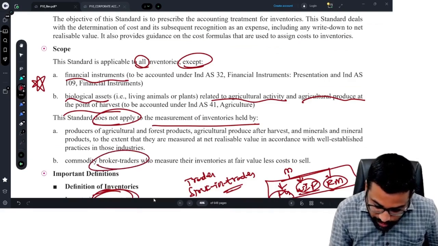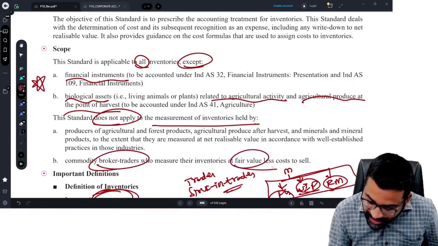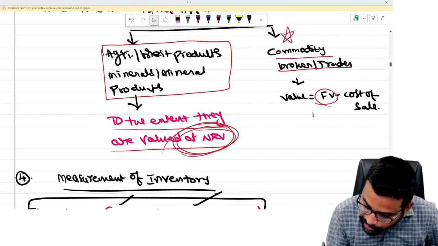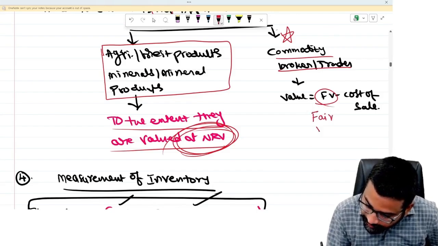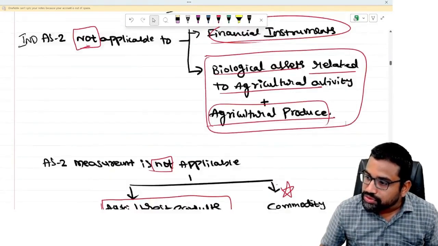See, commodity broker, trader, who measure their inventories at fair value less cost to sale. So this is fair value, fair value minus cost of sale. So I think you understood the scope. So you have to remember it.